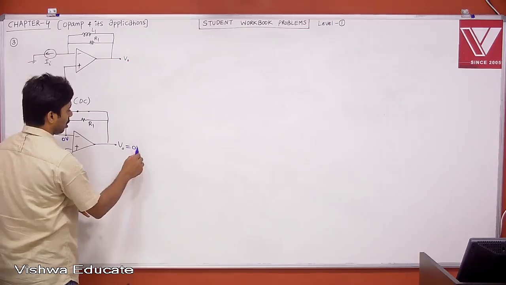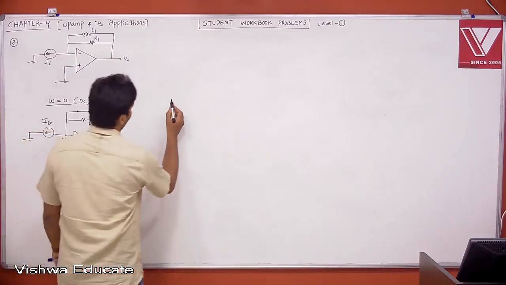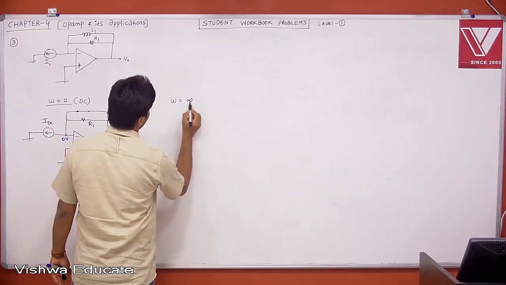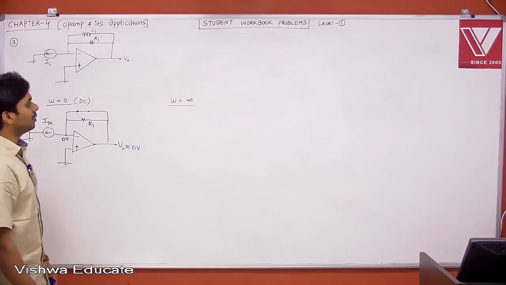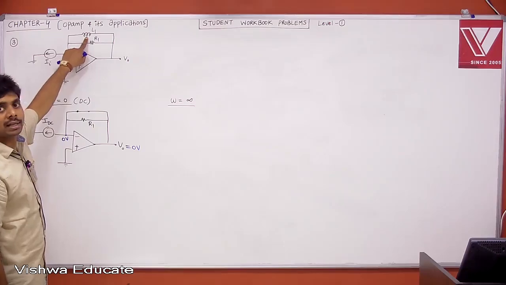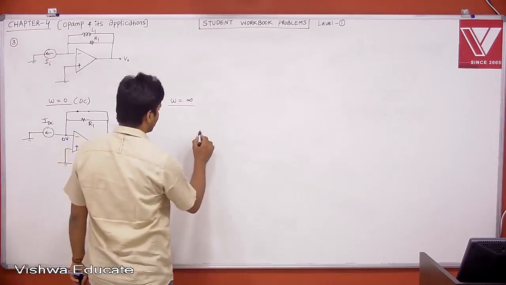Therefore, what is V0? V0 is equal to 0 volt. Therefore, now your V0 is independent of your input current for low frequencies. Okay. Now, at very high frequency, let us say omega is very high, or infinity. When I say omega is infinity, for AC or infinite frequency, it will offer infinite reactance, omega into L. Then it is open. For AC, inductor acts as an open circuit.